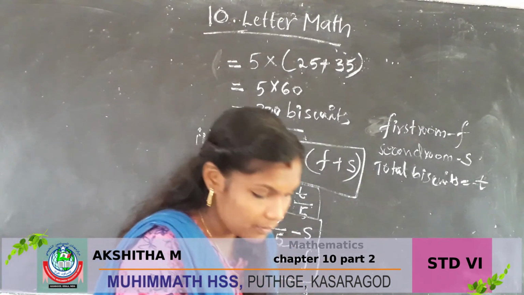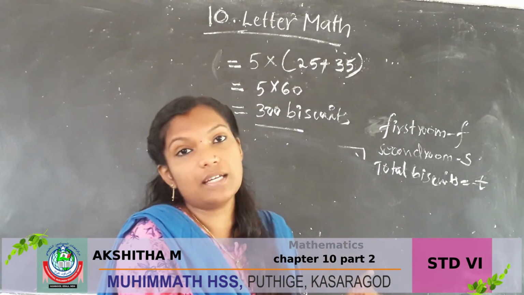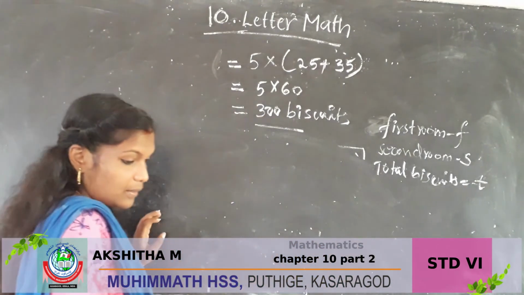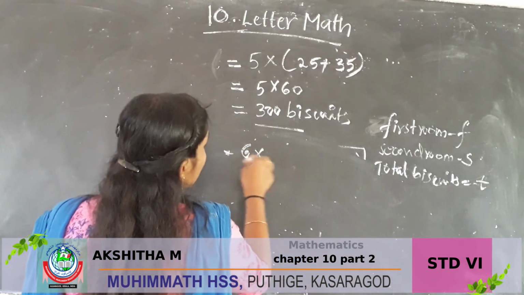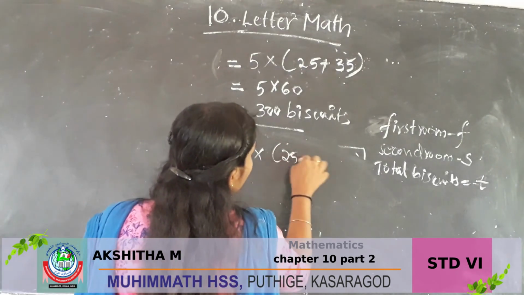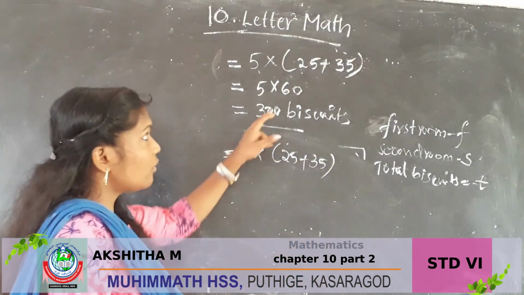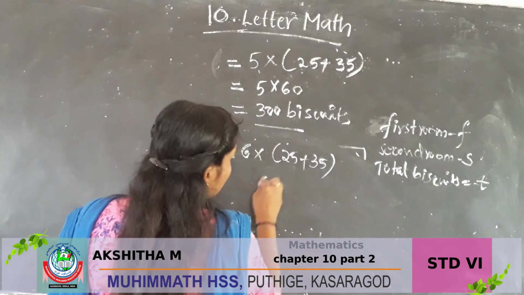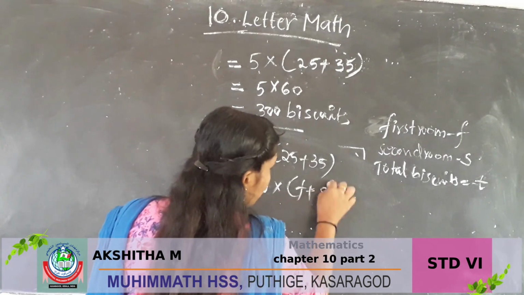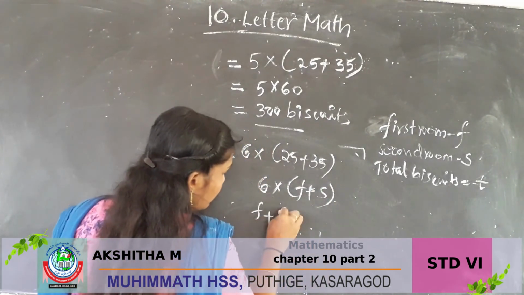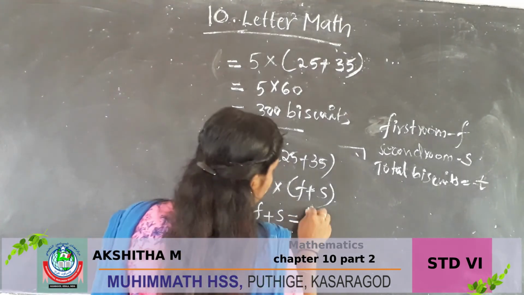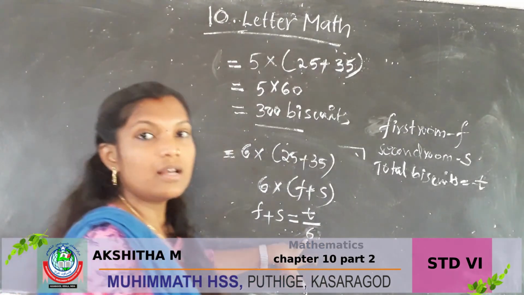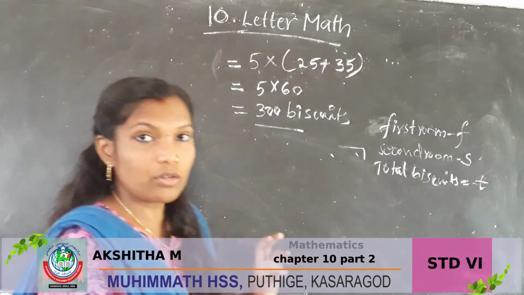Is it clear? What if each is given 6 biscuits instead of 5? So we can write 6 into 25 plus 35. We can find out like this. So how can we write this using letters? 6 into F plus S. To find out, F plus S is equal to total divided by 6. Here we have to write 6. Is it clear?